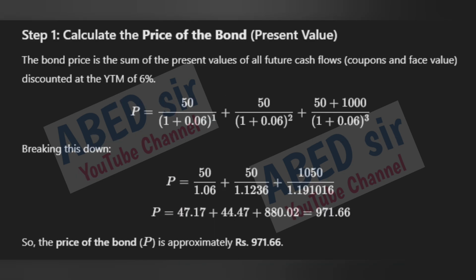Step 1. Calculate the price of the bond, present value. The bond price is the sum of the present values of all future cash flows, coupons, and face value, discounted at the YTM of 6%. Breaking this down, the price of the bond, P, is approximately 971 rupees and 66 paise.